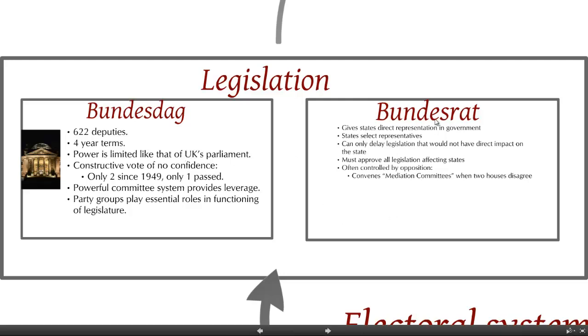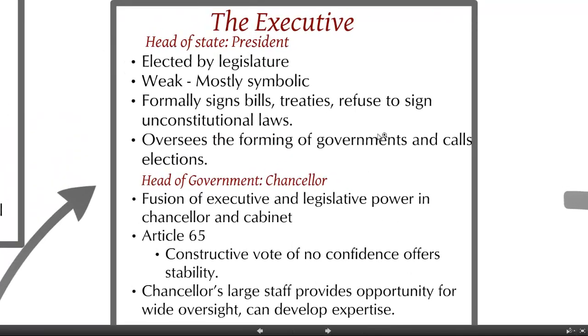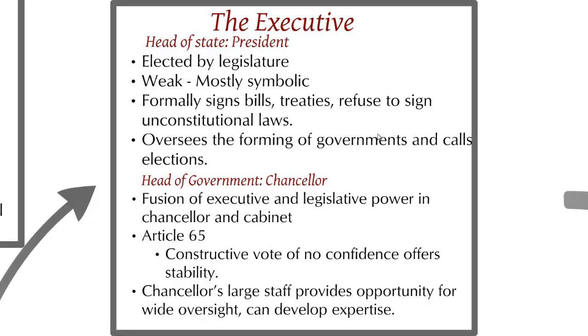But the upper chamber is more powerful in Germany than it would be in the United Kingdom. So the Bundesrat is more powerful than the House of Lords, for example. The executive is really important and quite powerful in Germany, which is why it's called the Chancellor Democracy.